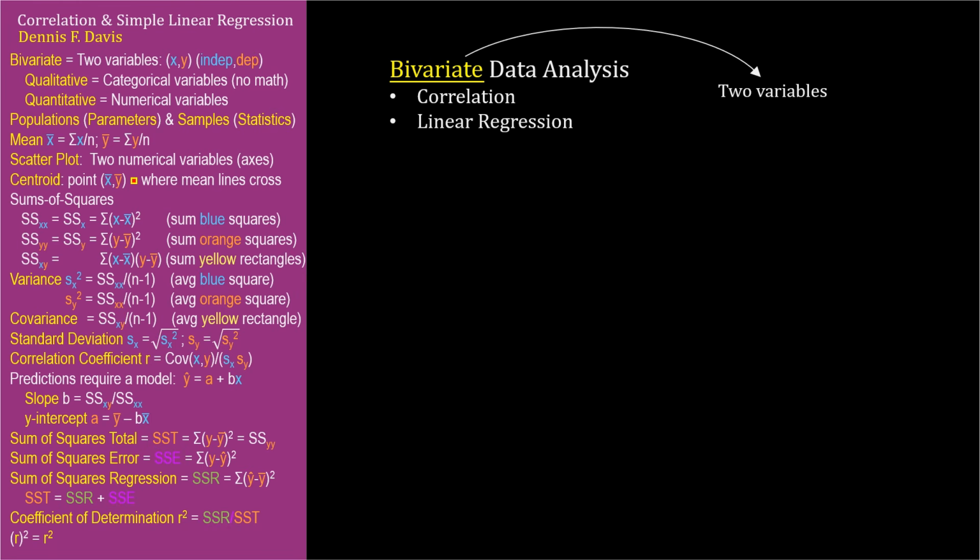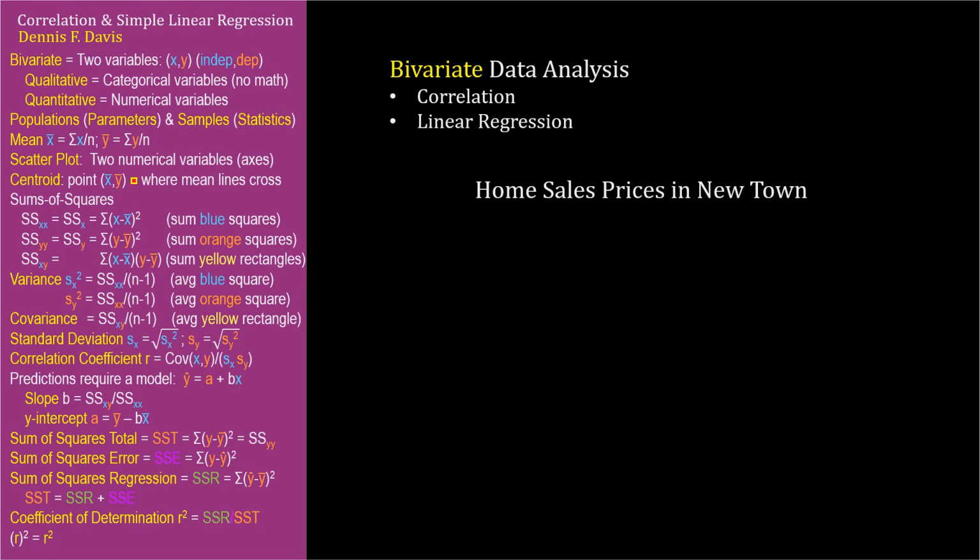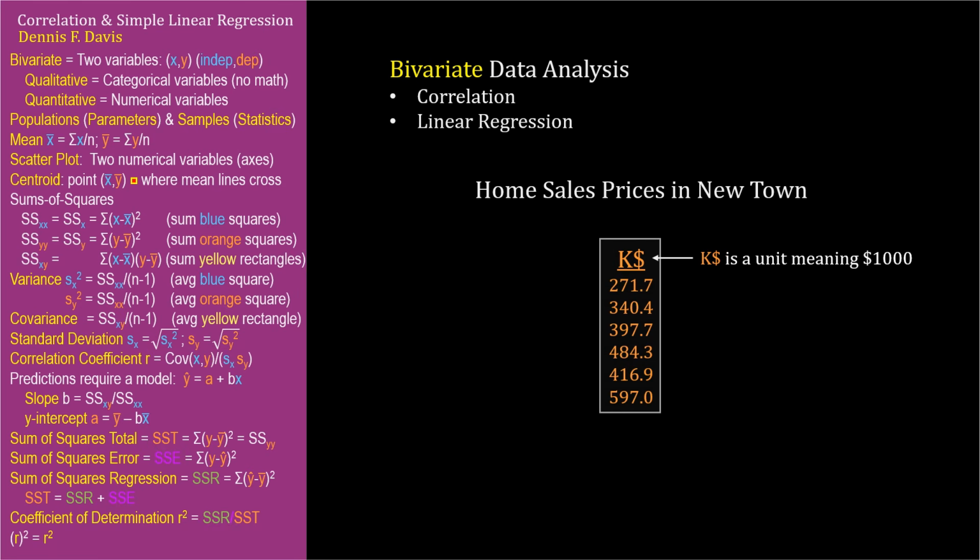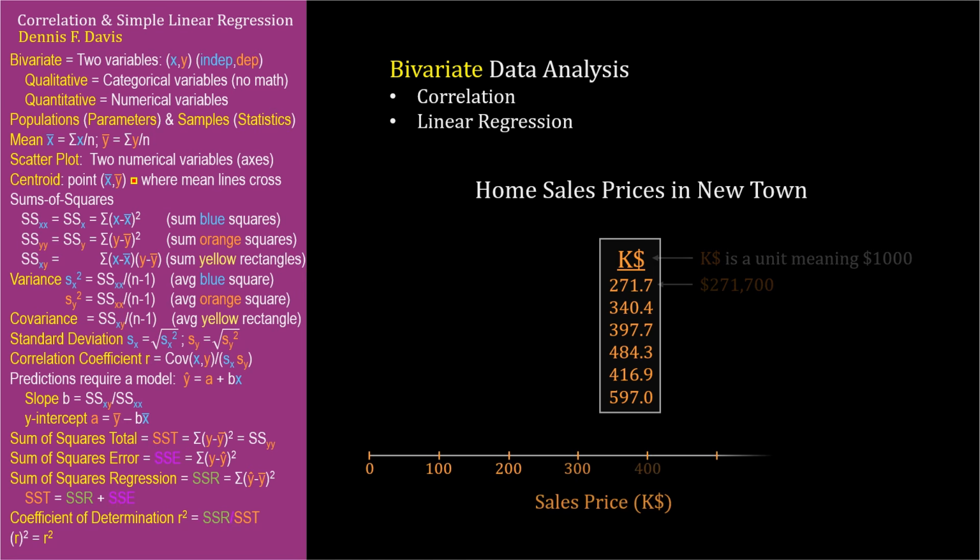Our sample scenario is that we're moving to a new town called Newtown, and we want to know what price we can expect to pay for a home there. All we have is a sample consisting of these 6 randomly selected sales prices from last month. I'm inventing a unit of measure called K dollars that means $1,000. So, just to be clear, the first sales price in the list, $271.7 K dollars, means $271,700. We can plot the data on a number line to get a visual representation of the price distribution.